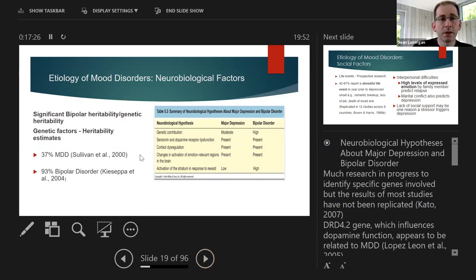When we look at neurobiological factors, there's a very high heritability estimate. So major depressive disorder is thought to have approximately 37%, or quite moderate but significant heritability. And for bipolar disorder, that's 93%. So if a person has a close relative with bipolar disorder, the vulnerability of them potentially having a mood disorder, in particular bipolar disorder, is significantly higher.